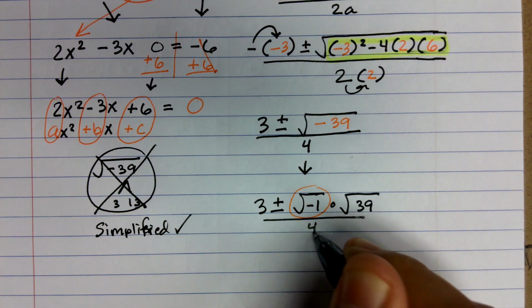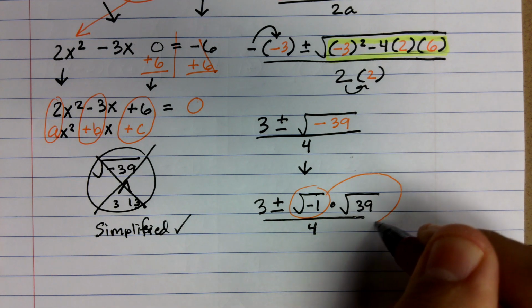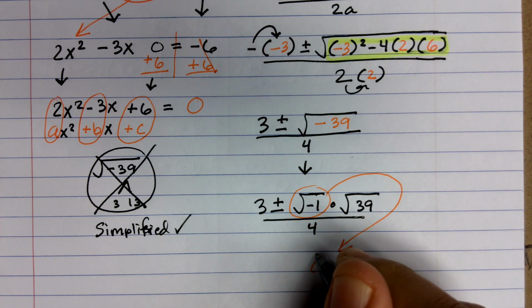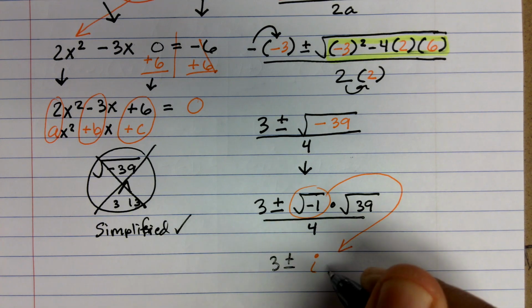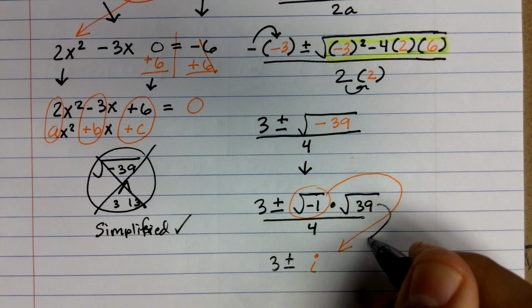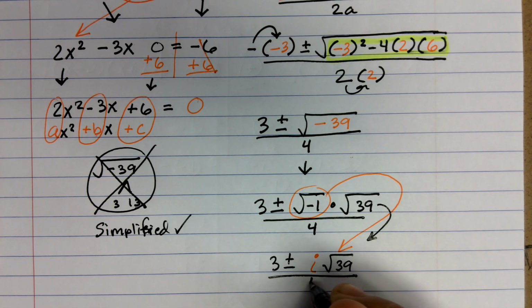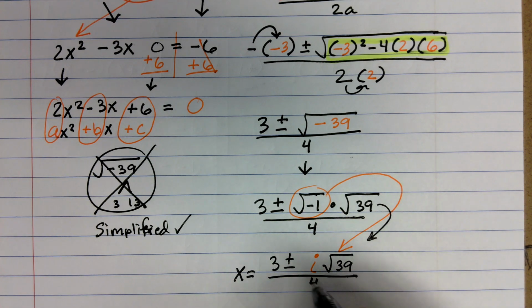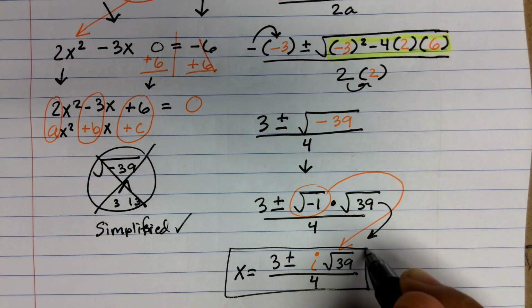So I'm going to divide all this by 4, and remember that this square root of negative 1 really just turns into i. So I'm going to bring it down, and I'm going to put an i right there. I'm just going to bring down the 3 plus or minus i, and then the square root of 39, I'll just bring that down because it can't be simplified any further, all over 4. And this is my final answer. So I end up with x is equal to 3 plus or minus i times the square root of 39 divided by 4. And that is my final answer.